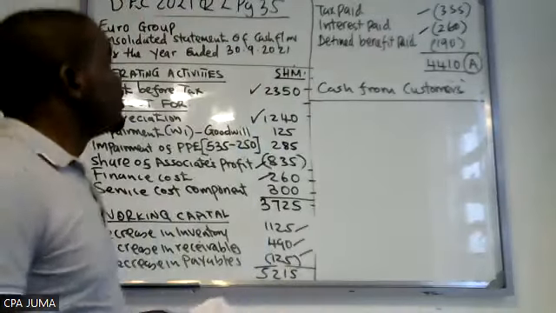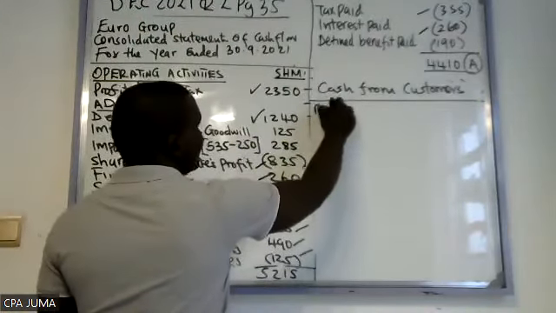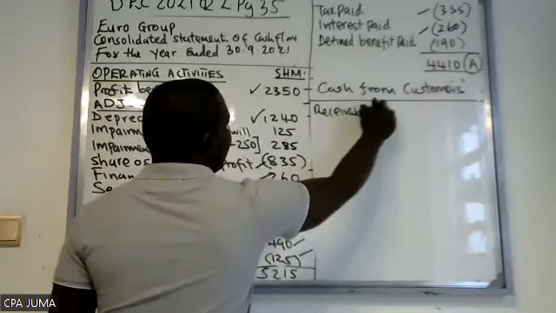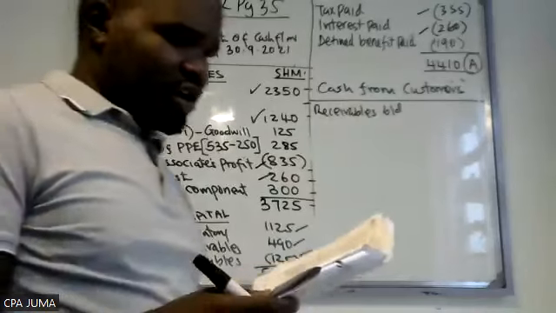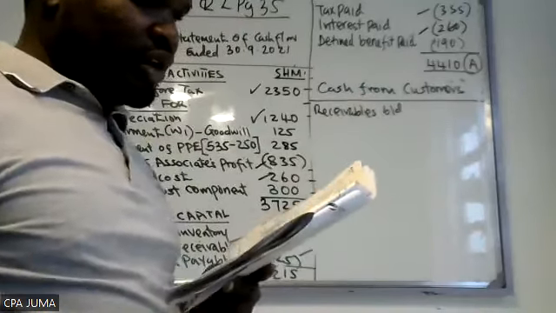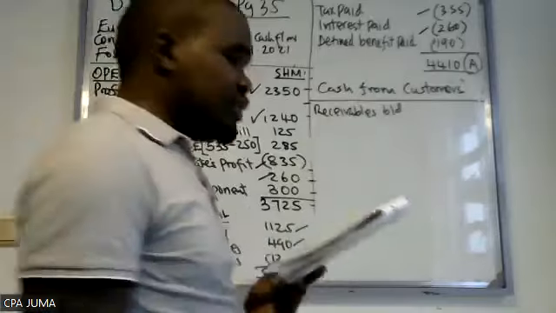God will reward you. So receivables brought down. Receivables brought down. Let's check. So go to current assets. Receivables brought down is 1860.